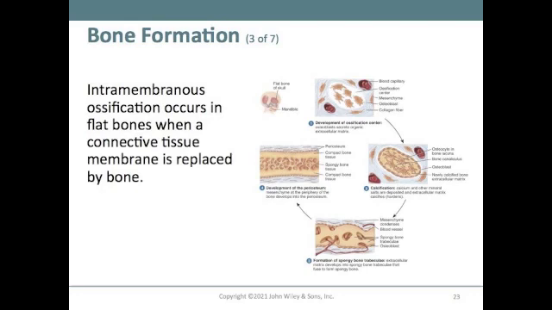Intramembranous ossification occurs in flat bones when a connective tissue membrane is replaced by bone. So this is actually lecturing from figure 6.5 on page 186. You can see there at the beginning, we have the development of the ossification center, and then that moves into calcification. Anybody who's experienced with babies knows you have to support the head. They're a little more fragile than an adult, partially because their bone tissue isn't 100% developed yet.